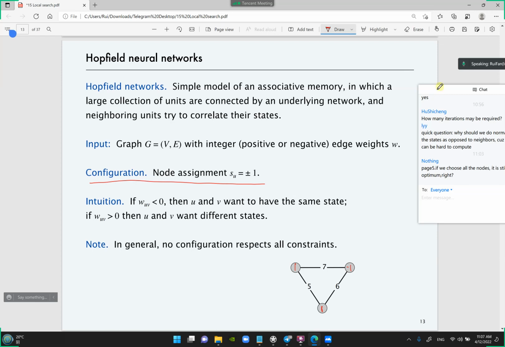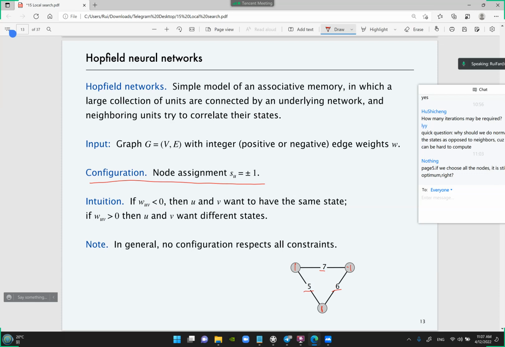This means that we have all of these constraints imposed by these edges, but it's not possible to satisfy all the constraints simultaneously. There's no way to choose values for the nodes to satisfy all of these constraints. What we're trying to do with a Hopfield network is, if I give you a network with all of these edge weights, to satisfy as many constraints as possible. So this is an optimization problem on the Hopfield network. You're going to choose states for the nodes to satisfy as many constraints as possible.